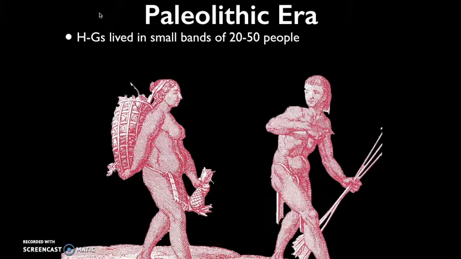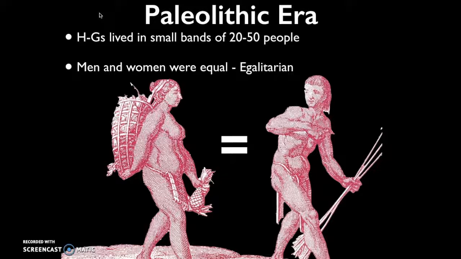Now, men and women in hunting and gathering societies tended to be relatively equal, or another word for that is egalitarian. Both had important roles in bringing in food for survival. Women tended to do most of the gathering, while men tended to do most of the hunting. In modern hunting and gathering societies, men and women contribute a similar number of calories, with women oftentimes bringing in more calories to the diet of a given hunting and gathering band.